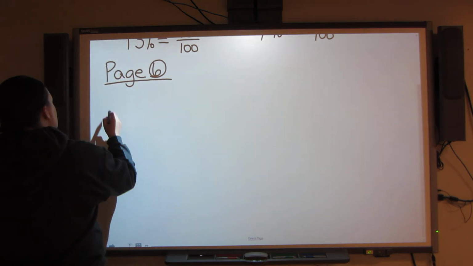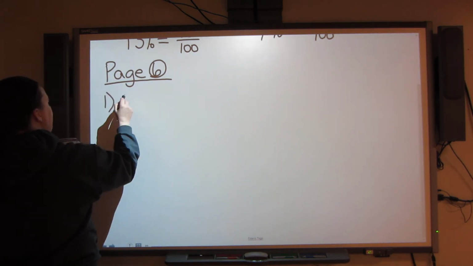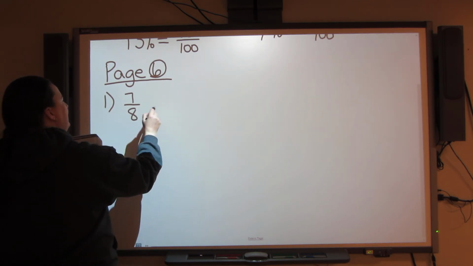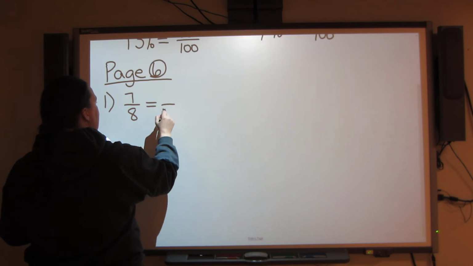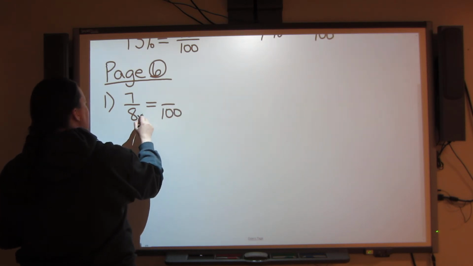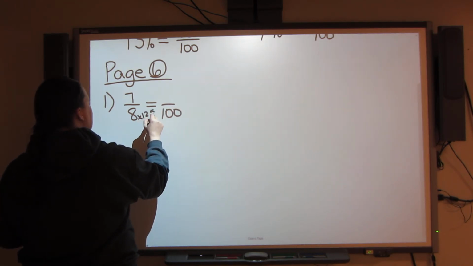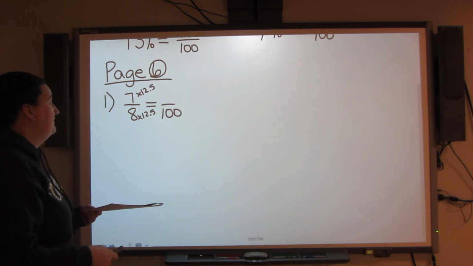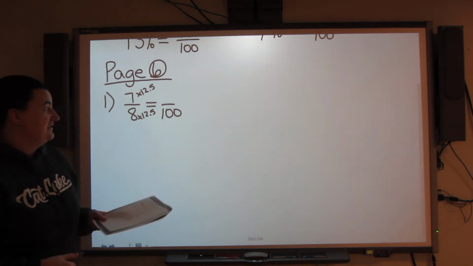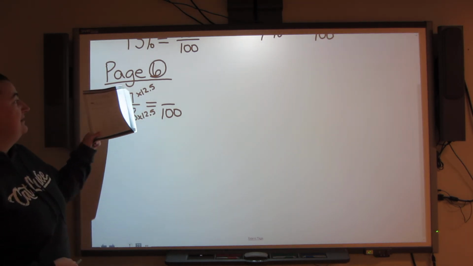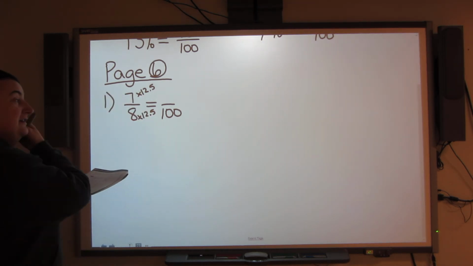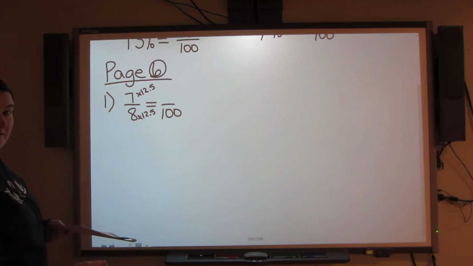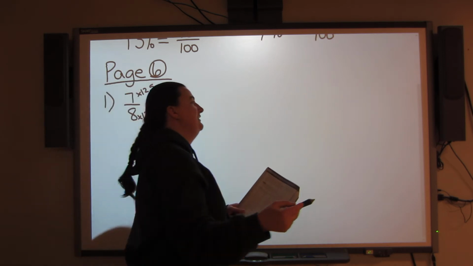Take a look at number 1. For number 1, I have 7 over 8. Now my math facts tell me that I can change 8 by timesing by 12.5. So I've got my 8 times 12.5 is 100. 7 times 12.5. So you might have to do an outside calculation here, or you can use a calculator if you so desire. It's up to you.